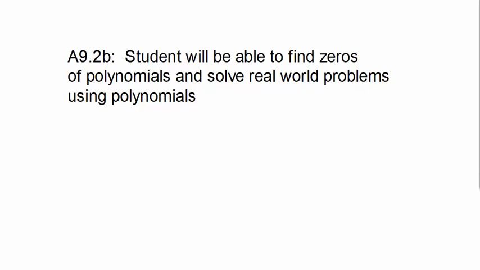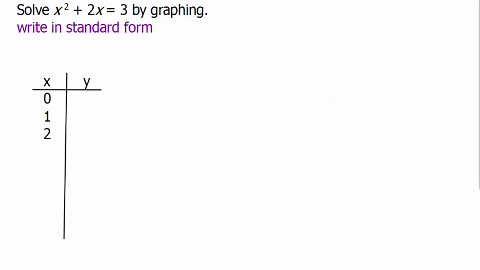So if we can find zeros of quadratics, we can find zeros of polynomials in some of the same ways. And then we'll also take a look at a couple of real-world problems. So we need to solve by graphing, and in doing that, we need to start out by writing the equation in standard form. I want that 3 to be moved over so that the equation equals 0.